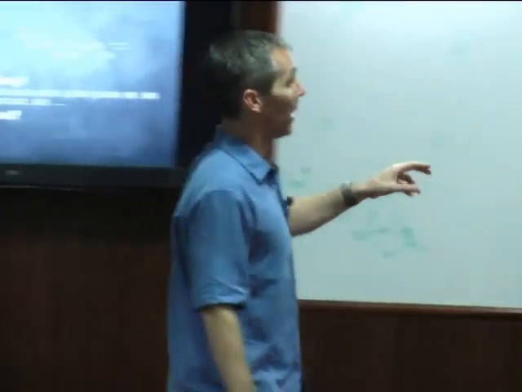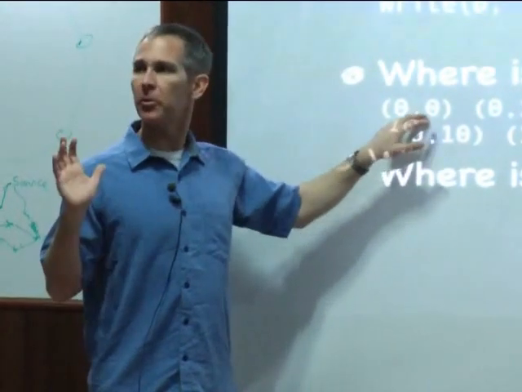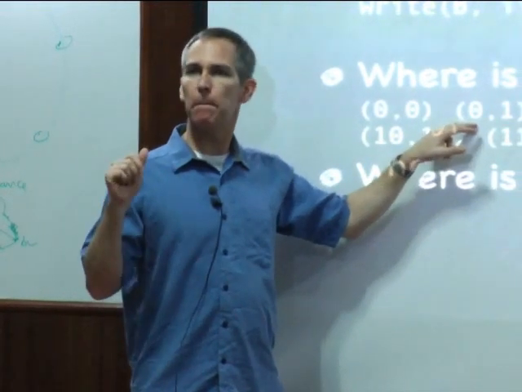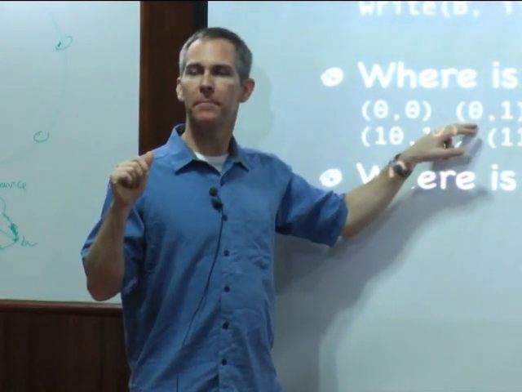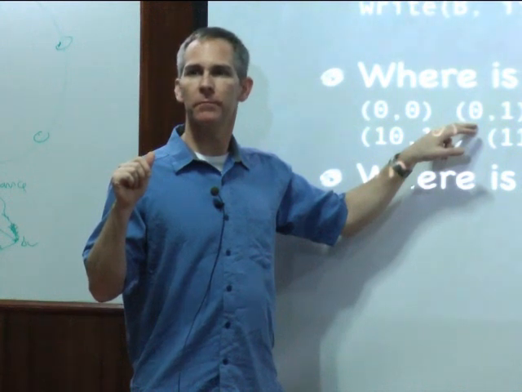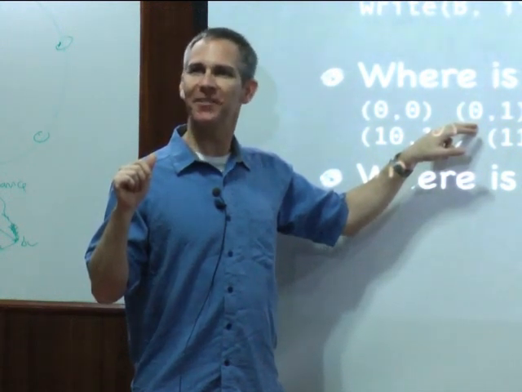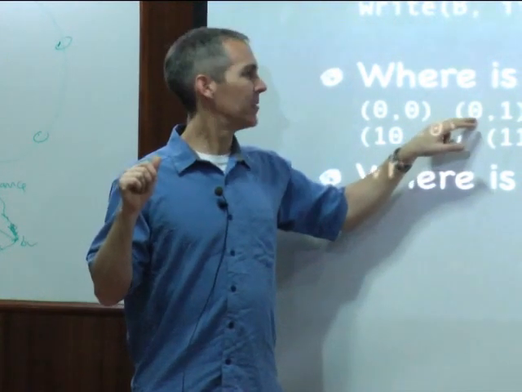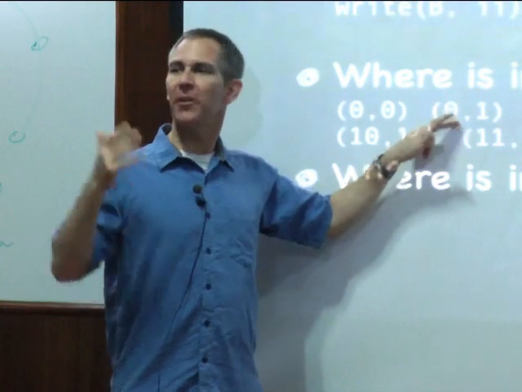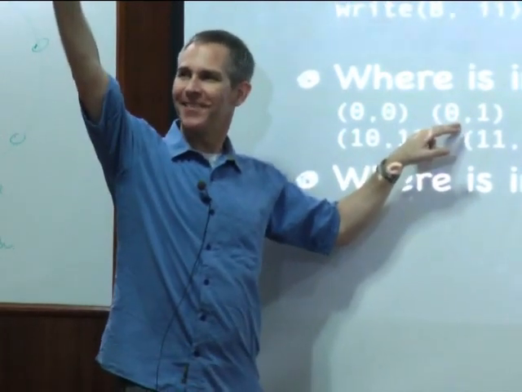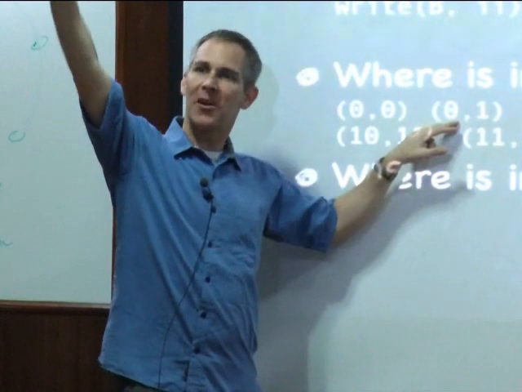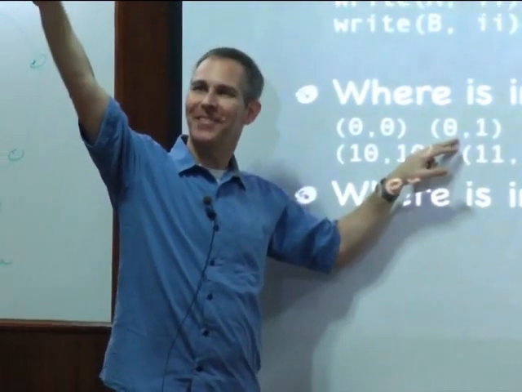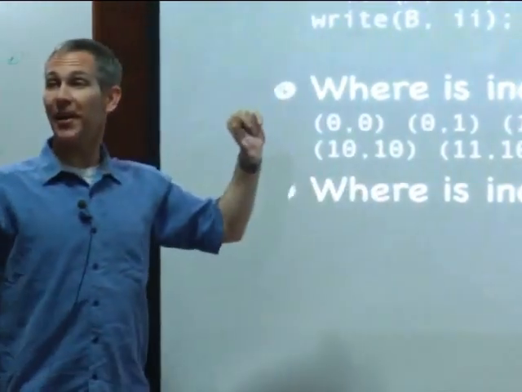All right, so it prints out 0, 0. Seems okay. Prints out 0, 1. Is that okay? See some shaking, some yes, some no. So who would say this is okay? Who would say this is wrong? Who's not sure? Okay. So I think this is okay, actually.